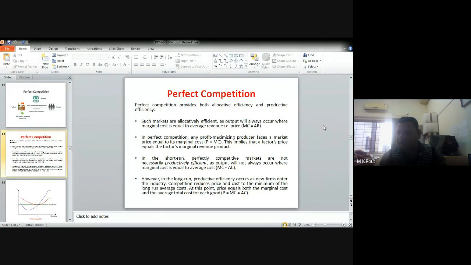If you go for the long run, with special reference to productive efficiency, it occurs when a new firm enters the industry. So in the case of new industries or a startup company, competition reduces the price to the minimum of the long run average cost. That should not be the strategy of any startup company. If you see the scenario with special reference to Geo, whenever they started the company, they directly reduced the price.